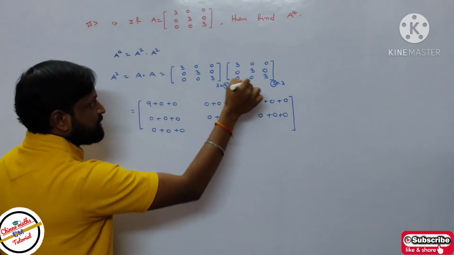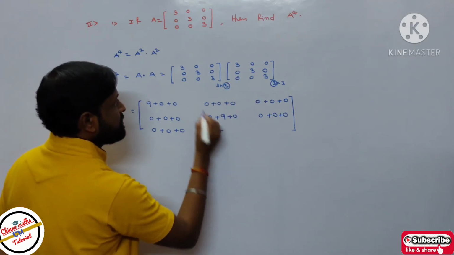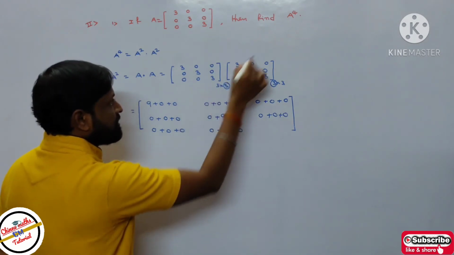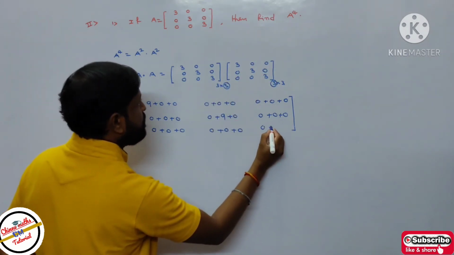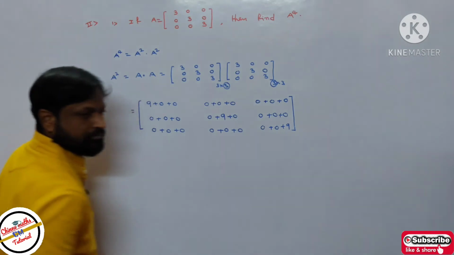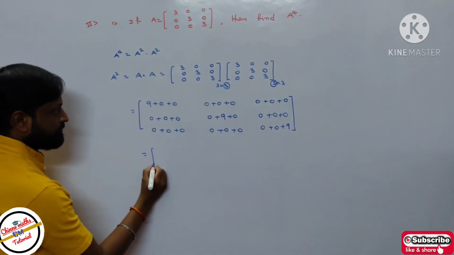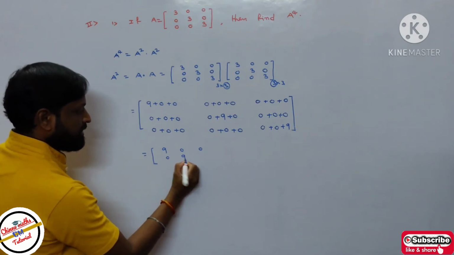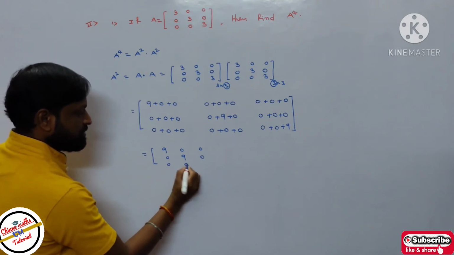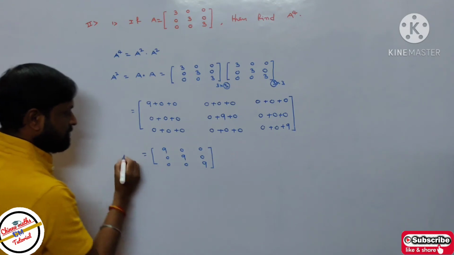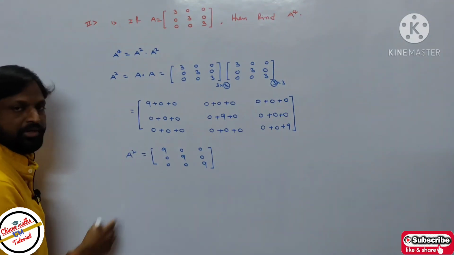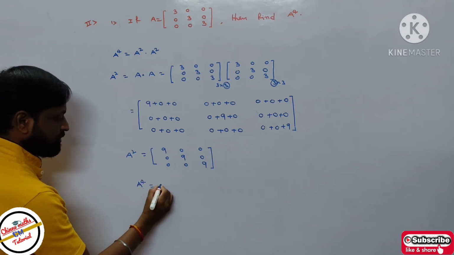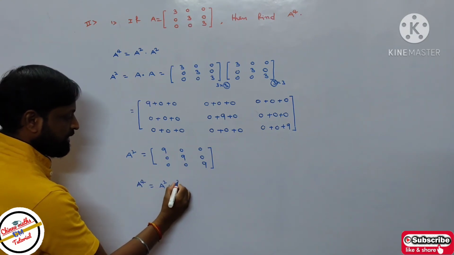Next R3 C2, 0 into 0, 0, 0 into 3, 0, again 0. Then R3 C3, 0 plus 0, 3 into 3, 9. So finally we get [9 0 0; 0 9 0; 0 0 9]. This is the product of A into A, that is A square. So A power of 4 equal to A square into A square.